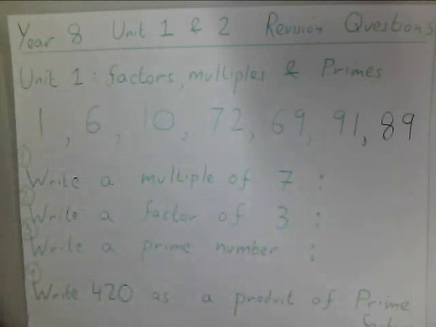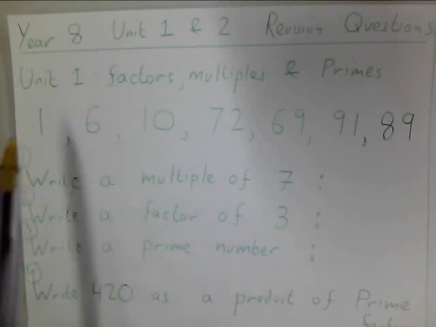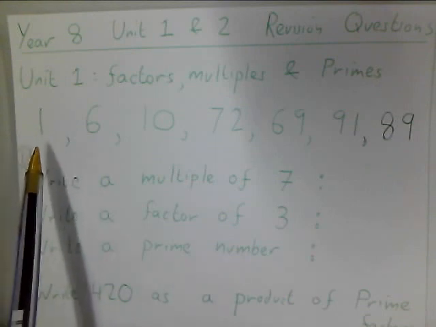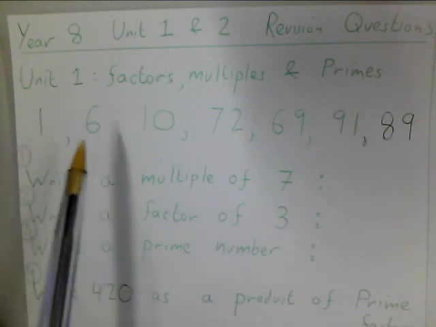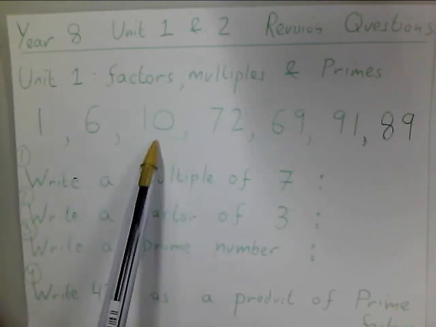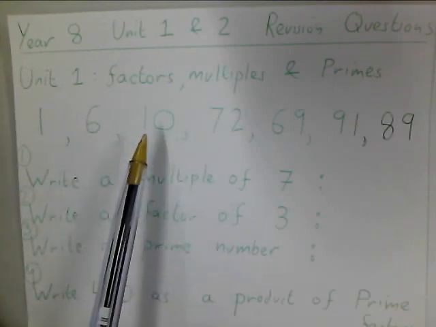So I know that a multiple is a number in the 7 times table. So I could have 7, could have 14, could have 21. But I'm looking for a specific one in here that's in the 7 times table. Now this one is difficult to spot, so we're going to go through some of these. You may be tempted to go with 1 if you confused it with a factor, but 1 isn't in the 7 times table, neither is 6. 10 isn't in the 7 times table.